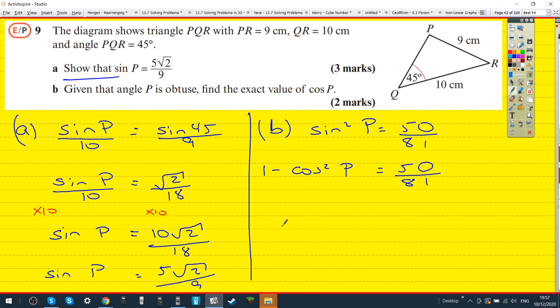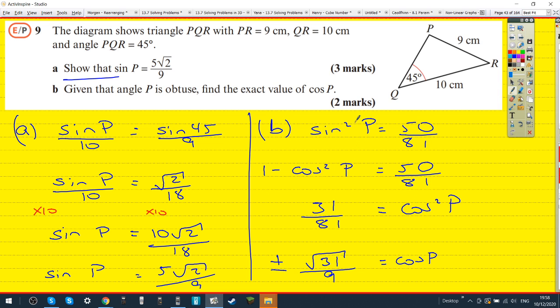Then you'd add cos squared to both sides. 1 equals 50 over 81 plus cos squared P. And then you'd minus 50 over 81 on both sides, which gives you 31 over 81 equals cos squared P. Then you'd square root both sides, which gives you square root 31 over 9 equals plus or minus cos P.